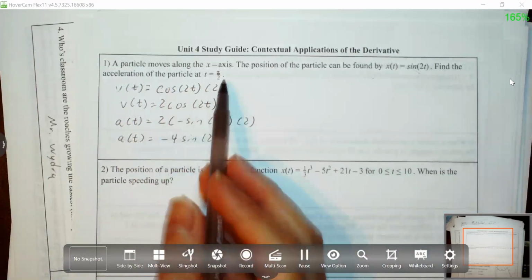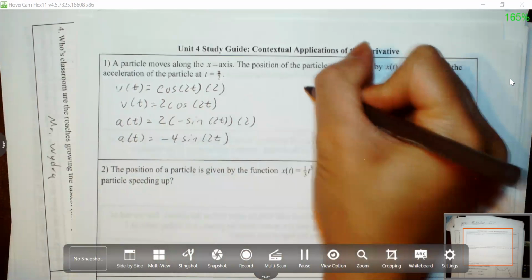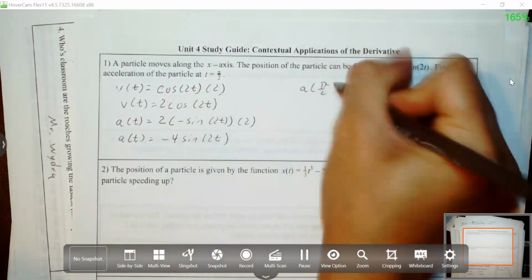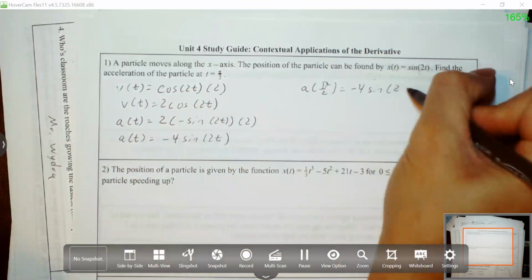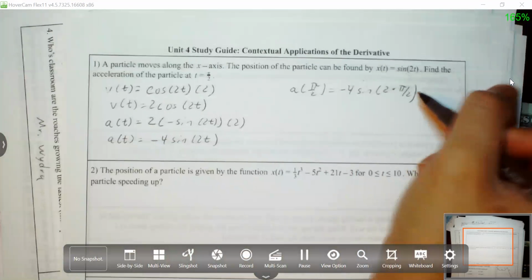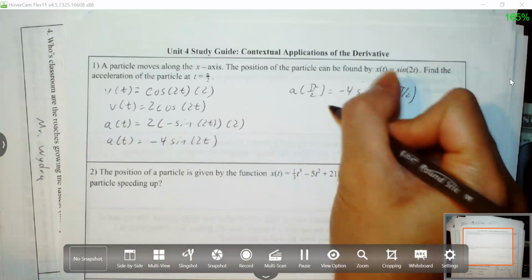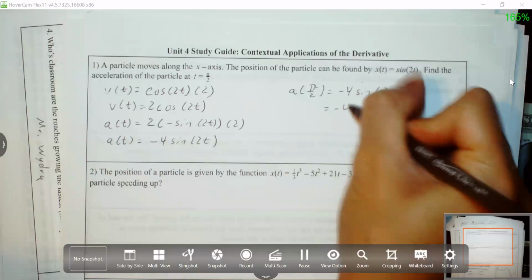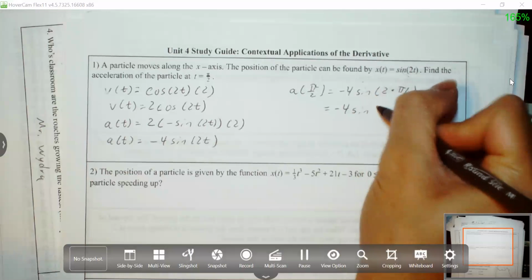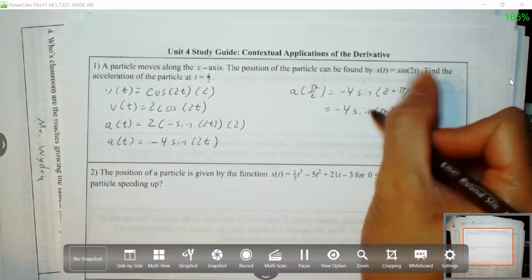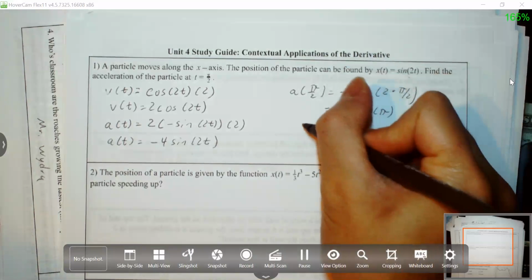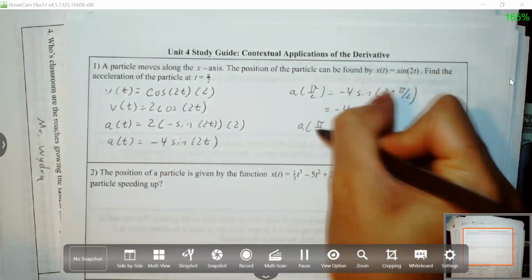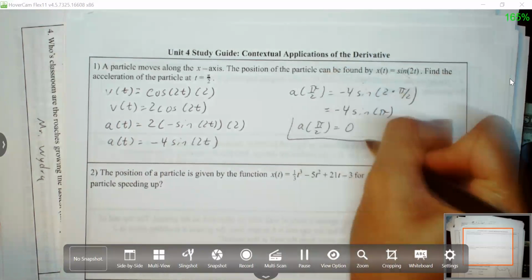And so now I just plug in pi over 2. So the acceleration at pi over 2 is equal to negative 4 sine of 2 times pi over 2. And this is equal to negative 4 sine of pi. The sine of pi is 0. So that means the acceleration at pi over 2 is equal to 0.